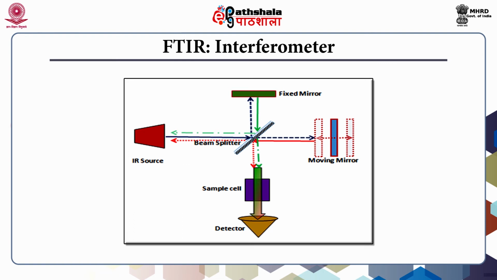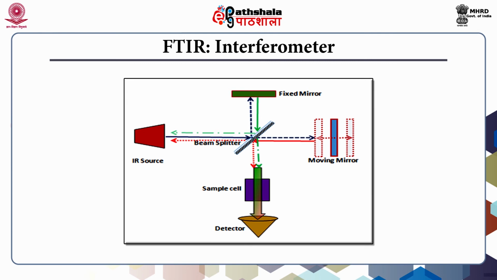On the other hand, the moving mirror can be made to move away from or towards the beam splitter, and therefore the path length between the moving mirror and beam splitter can be varied. Reflected light that fell on the fixed mirror is reflected back onto the beam splitter, which again splits into two equal halves, and one half of it, that is 25% of the original radiation, is transmitted to the sample or detector.